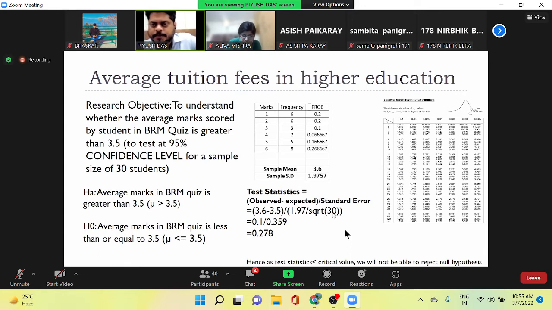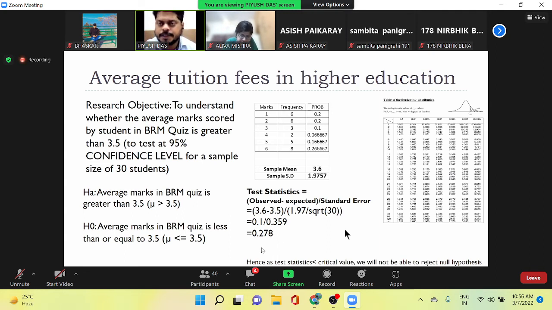Square root of n, because I am taking 30 students, right? So if I add the frequency, that is 30 students. So 1.97 divided by the square root of 30. So 3.6 minus 3.5 is 0.1, divided by 0.359. So that gives rise to a test statistic of 0.278, right?